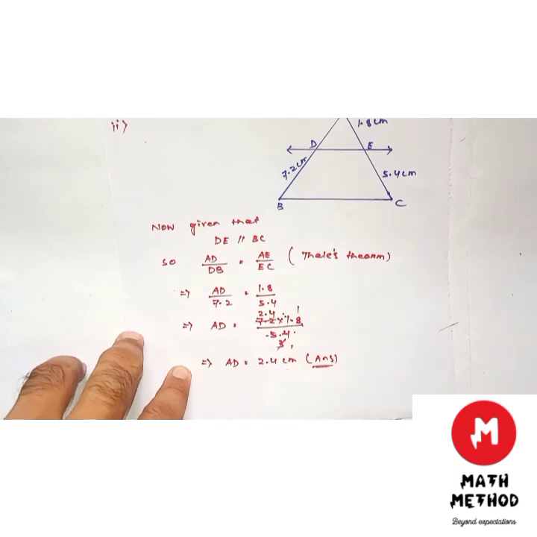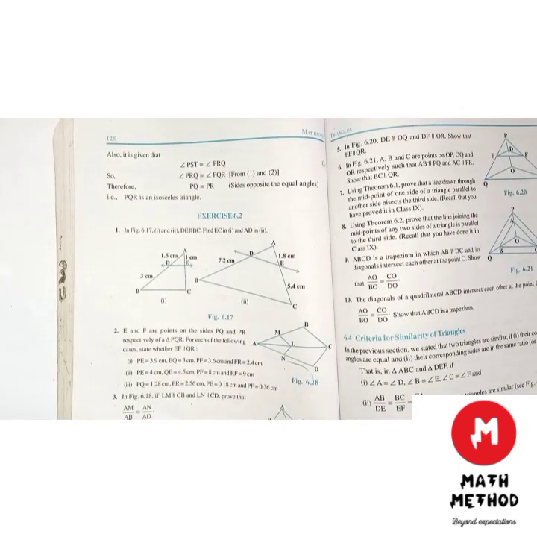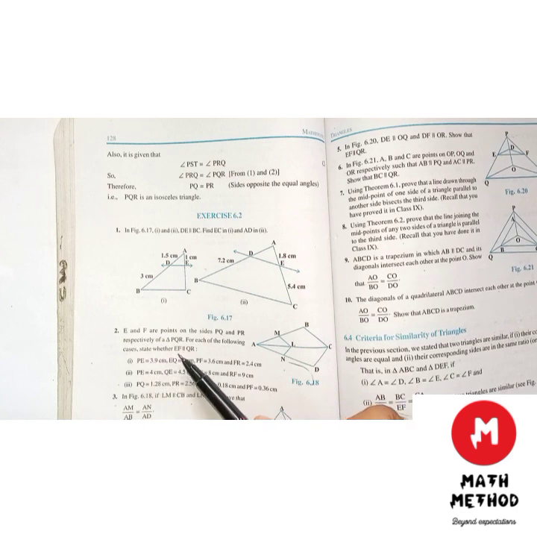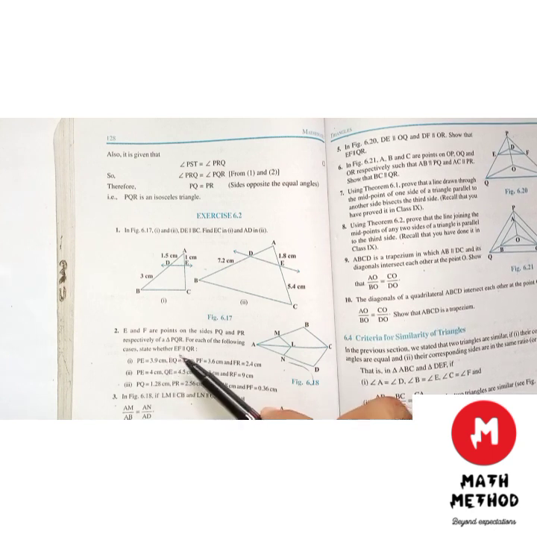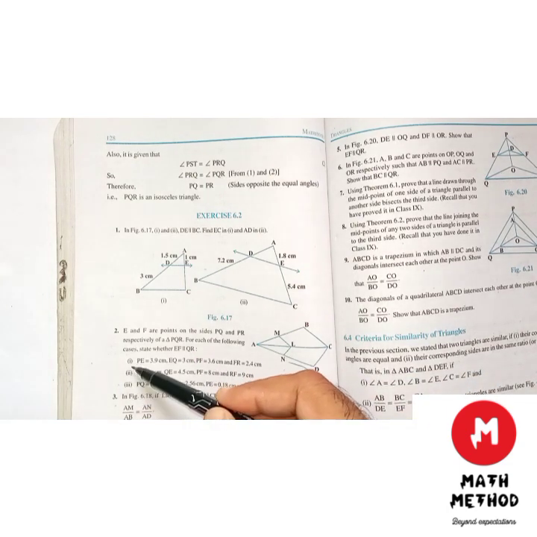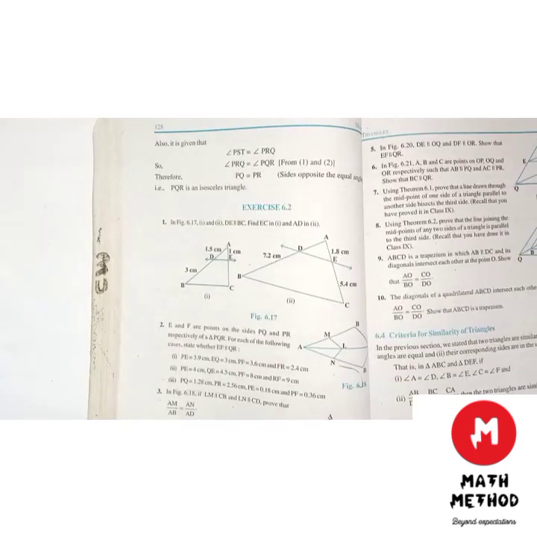Clear? Now question number 2. E and F are points on the sides PQ and PR respectively of a triangle PQR. This is not our figure, we have to draw it separately. For each of the following cases, state whether EF is parallel to QR. This is the converse theorem of Thales. Clear? Now we have to find out whether EF is parallel to QR or not in 3 questions, parts 1, 2 and 3. Clear?